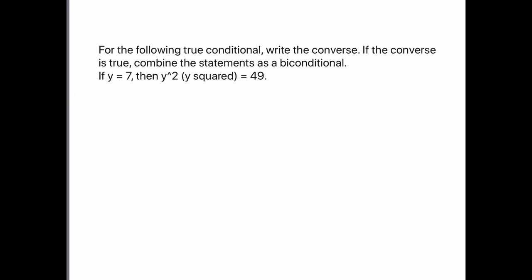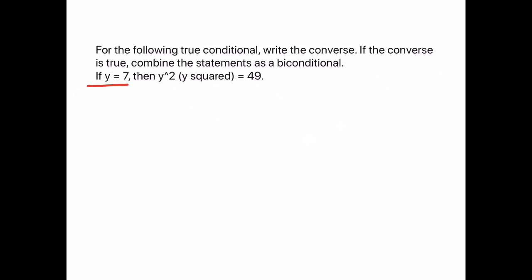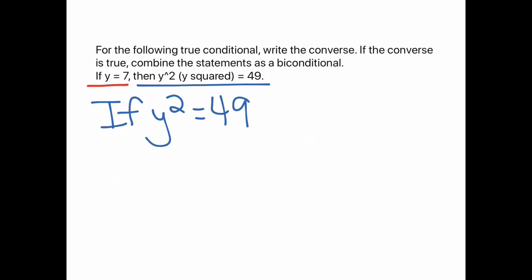Our next one says, for the following true conditional, write the converse. And if the converse is true, combine the statements as a biconditional. So our statement here is if y equals 7, then y squared equals 49. So to write the converse, you flip the hypothesis and the conclusion. So if y squared equals 49, then y equals 7. And so we have to decide if this is true.